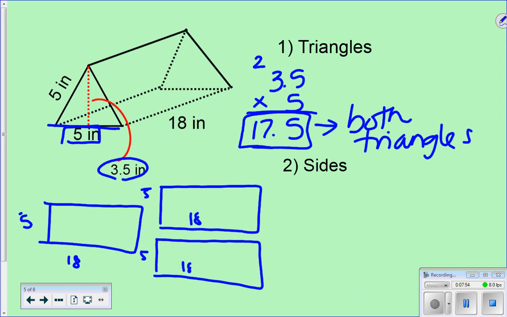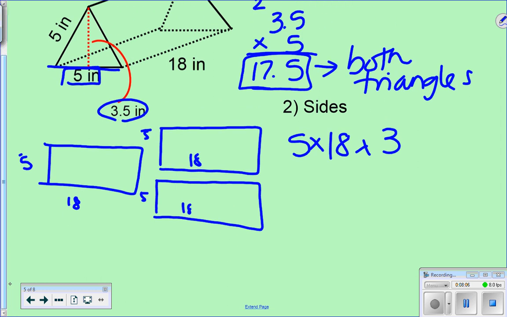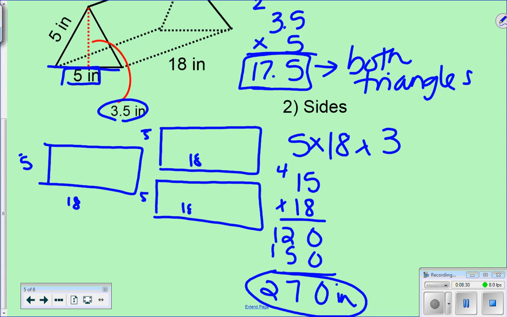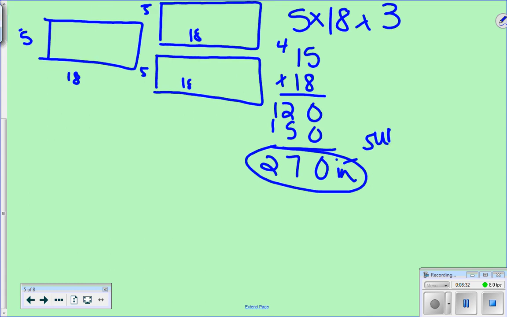5 by 18. So I could do 5 times 18. And then what can I multiply by? 3, because I have 3 of these things. So, let's see. 5 times 3 is 15, so 18 times 15. Inches. So this right here, do you guys get 270? Okay. So what's that the surface area of then? Yep. Good. Of rectangles.